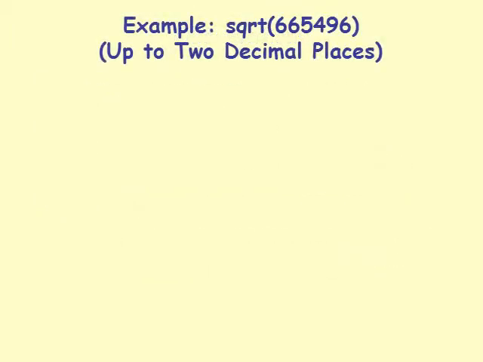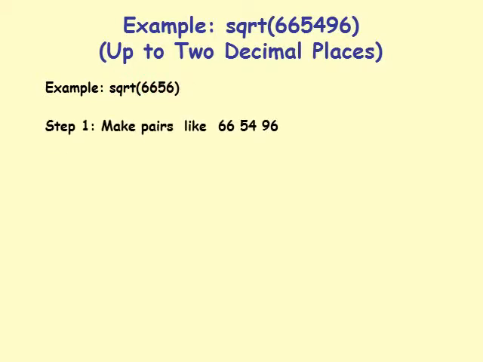Now we're going to have an example where it's not a perfect square, and its number is 665496. You've got 6 digits in the number here. We will do it up to 2 decimal places. Okay, let's continue. We'll do the square root of 665496.